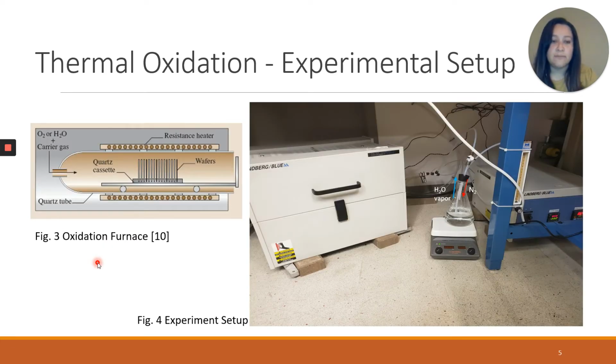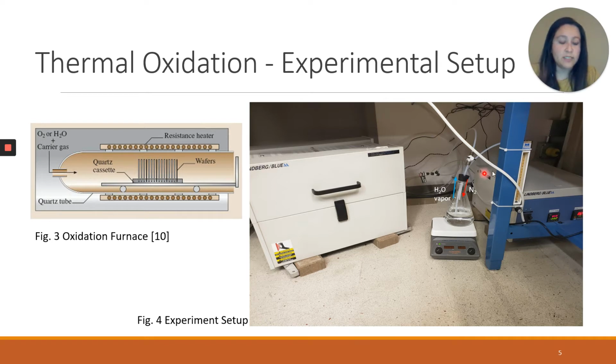This is an image of what the thermal oxidation furnace looks like in the lab. The setup, this is the furnace here. Inside, it has a quartz tube similar to what this would look like. I am then able to place the sample inside of that quartz tube, heat up the furnace up to 1000 degrees Celsius, and run that thermal oxidation process.